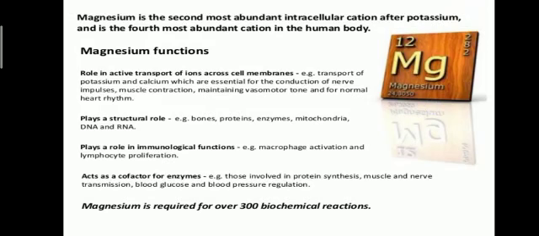Its compounds such as magnesium oxide are mixed with clay to make refractory bricks for furnace lining. And the second compound which we have formed is magnesium sulfate, which is used in textiles, paper industry, soap formation and pharmaceutical industries, etc. It also plays a role in bones, proteins, enzymes, mitochondria, DNA and RNA, that is in human organelles. It also plays a role in immunological functions, that is macrophage activation and lymphocyte proliferation. Magnesium is required for over 300 biochemical reactions.